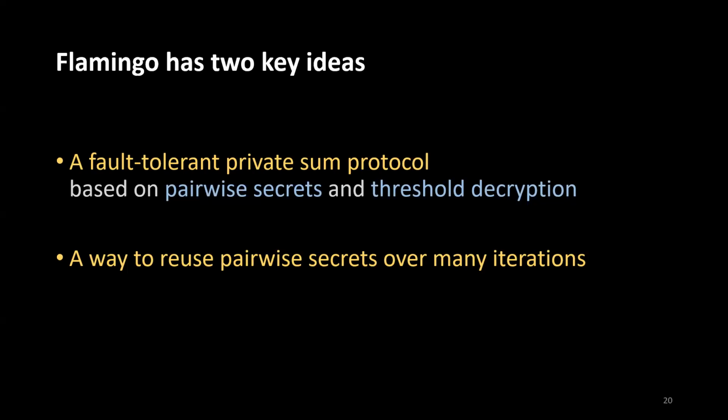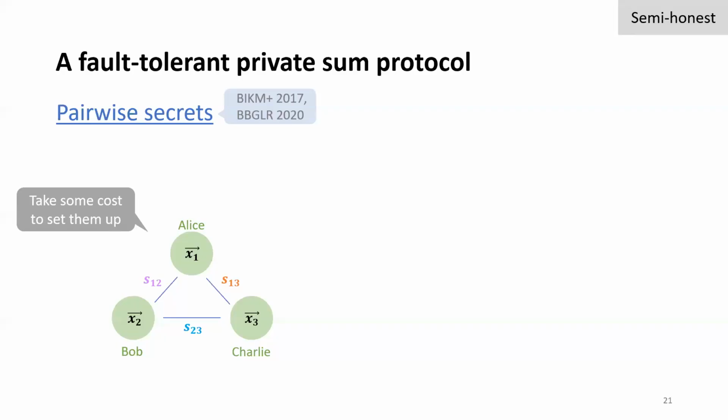Okay, so our protocol is based on two key ideas. The first one is a fault-tolerant sum protocol, which uses two very simple building blocks. One is the pairwise canceling trick used in DC-Nets, and the second one is threshold decryption. And then we are able to extend this protocol to efficiently compute many sums. Actually, the two key ideas are not independent. As you will see later, the design of this fault-tolerant protocol will allow us to make a simple modification to reuse the secrets.